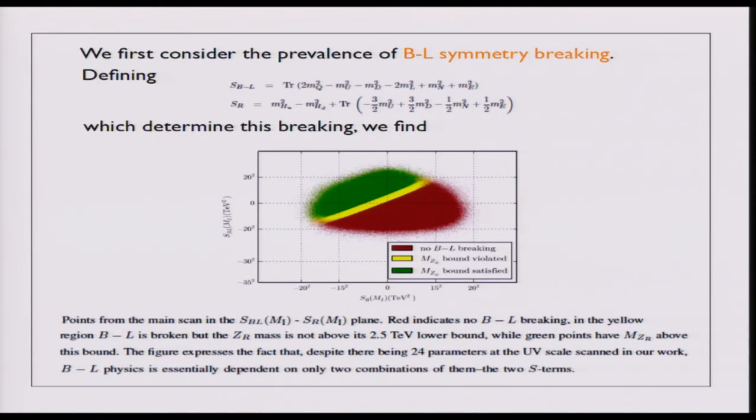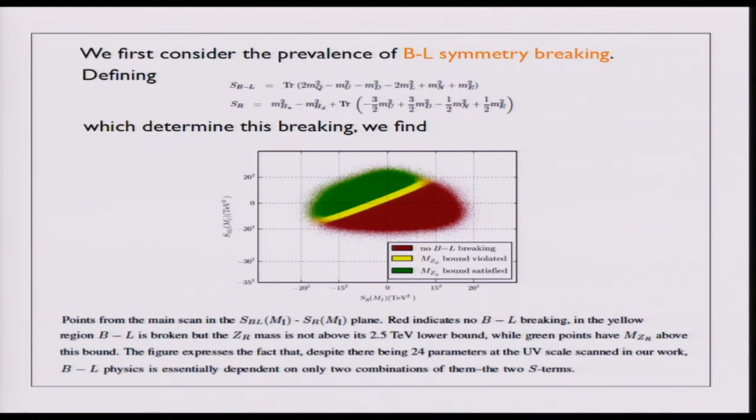There's 24 parameters, but luckily, much of the renormalization group depends only on what's called S_B-L and S_R, which are plus and minus sums of mass squareds. So we can always plot things in this two-dimensional space, remembering that each point will be degenerate in and of itself. And here's what happens. We take this S_B-L and S_R plane, we scatter this initial stuff up near 10 to the 16th GeV, and we scale it down.